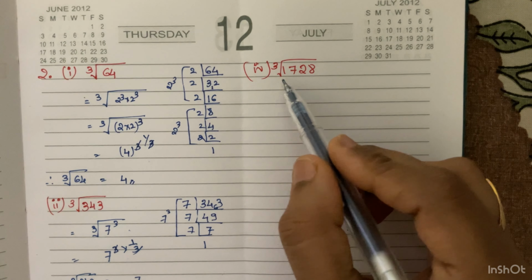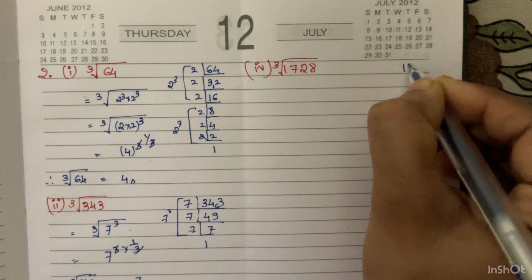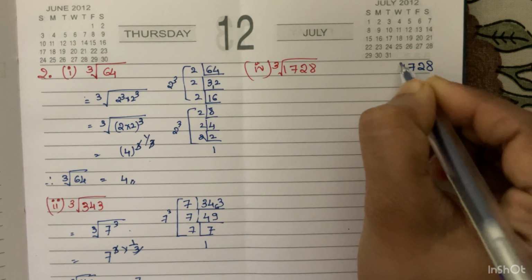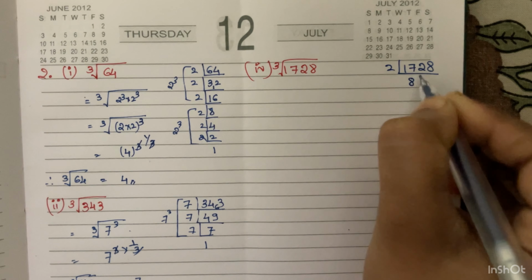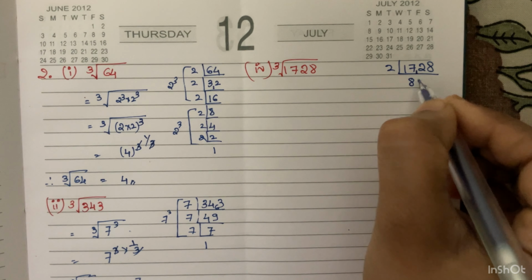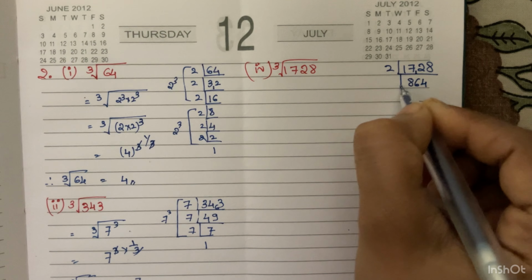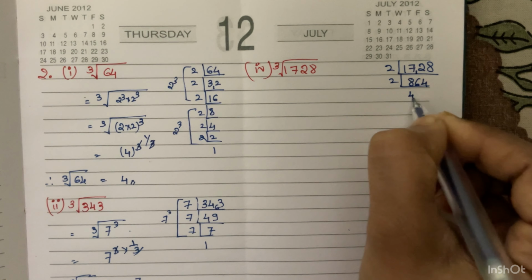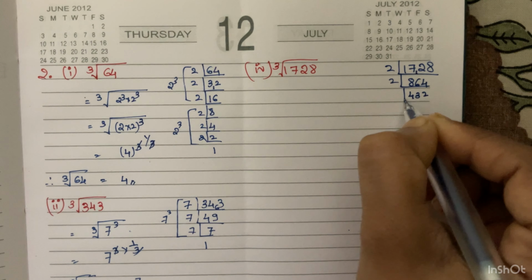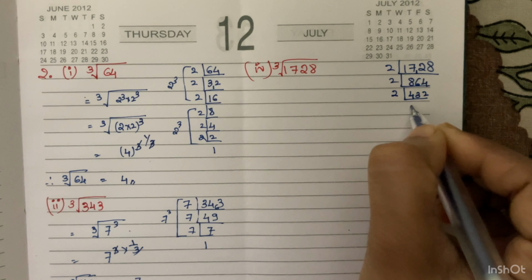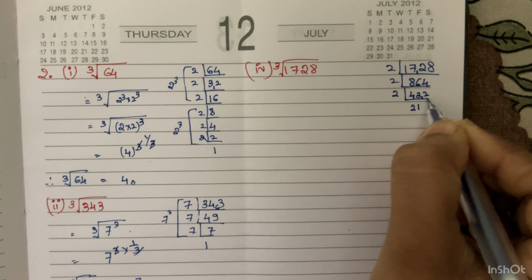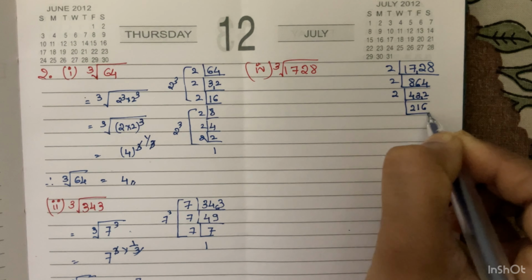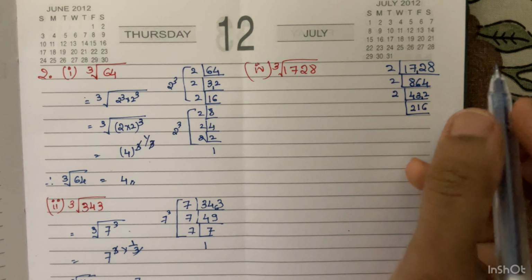Question number 4, cube root of 1728, and the number is an even number. Let me start with the smallest prime number, that is 2. 2 8s are 16, 17 minus 16, left with the 1 here. So we are having 12 here. 2 6s are 12 and 2 4s are 8. Okay, now 2 4s are 8, 2 3s are 6, 2 2s are 4. Next 2 2s are 4, 2 1s are 2, 3 minus 2, left with 1. So we are having here 12, 2 6s are 12. Since the number is an even number, let me continue with 2 only.